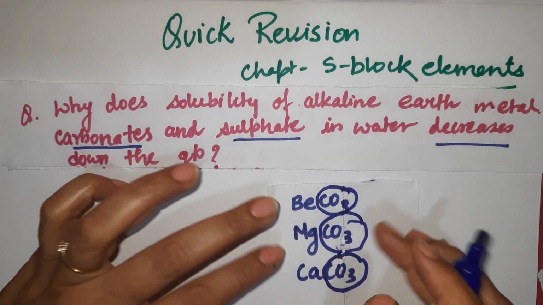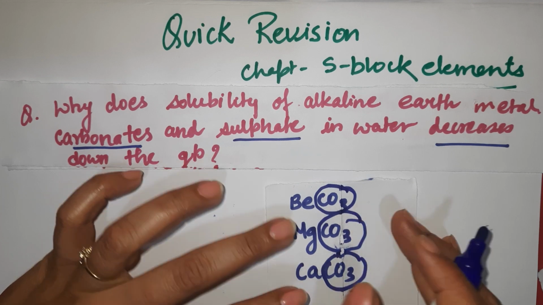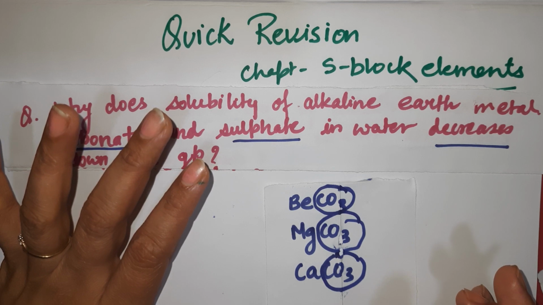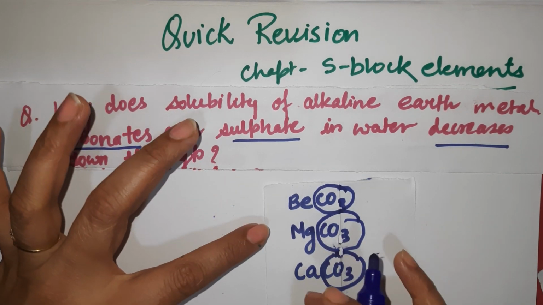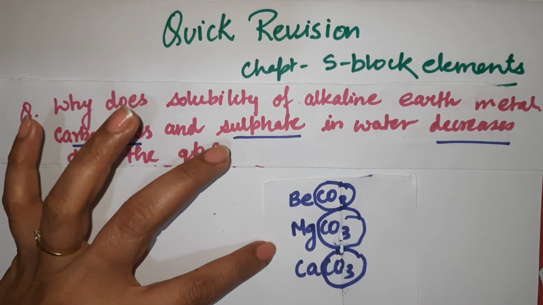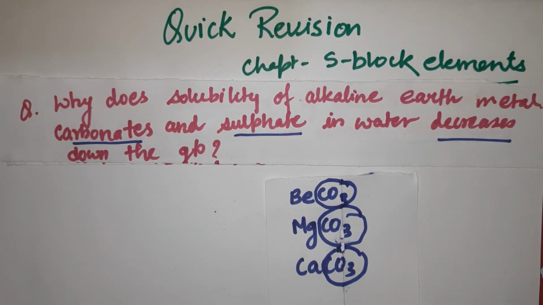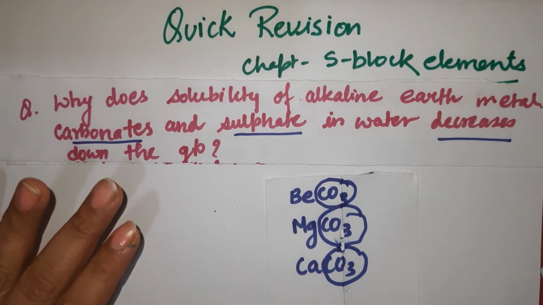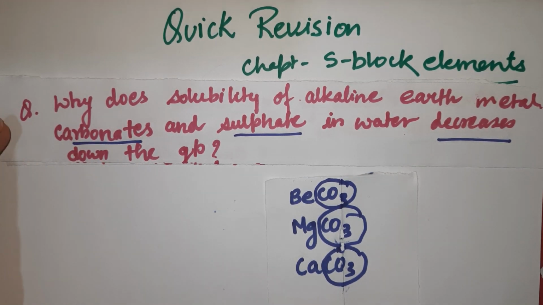All right, so due to the large size of carbonates and sulfates, the cation size is comparable to that. What I'm trying to say is that the size of the anion is much larger as compared to the cation. So the lattice enthalpy will remain almost constant. So now we will see the hydration enthalpy.